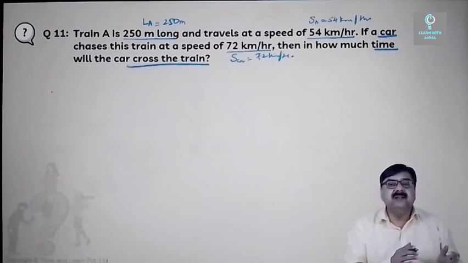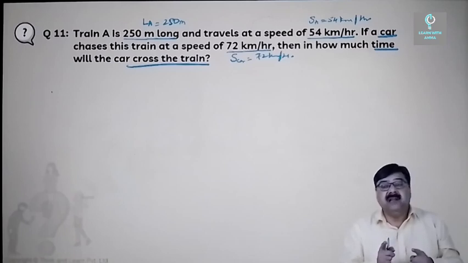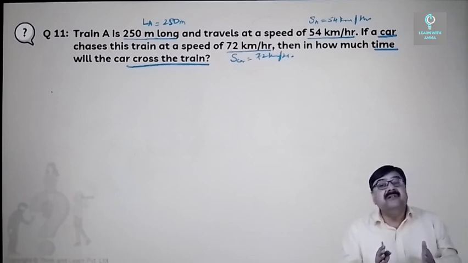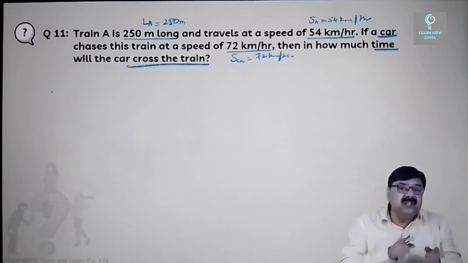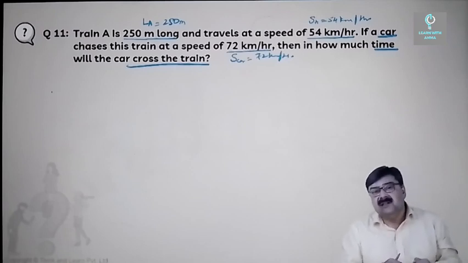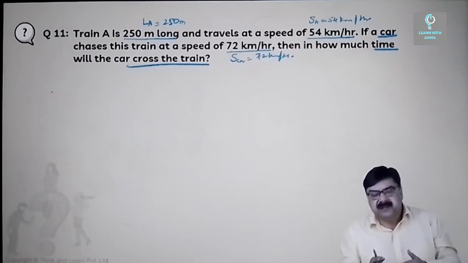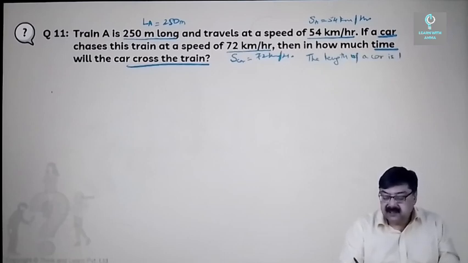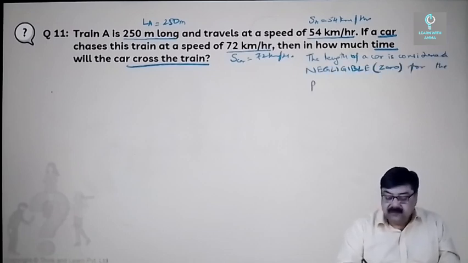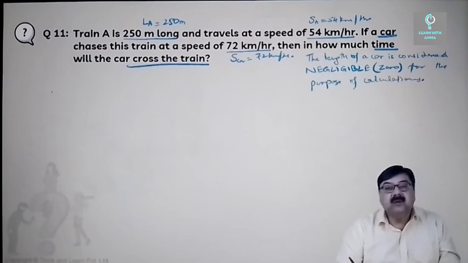Now in the previous question, there were two trains, A and B. And train is an object of considerable length, and that is why their respective lengths were also given to us as 225 meters and 250 meters. But in the case of car, please remember the length of a car is considered negligible, that is 0, for the purpose of performing the calculations.